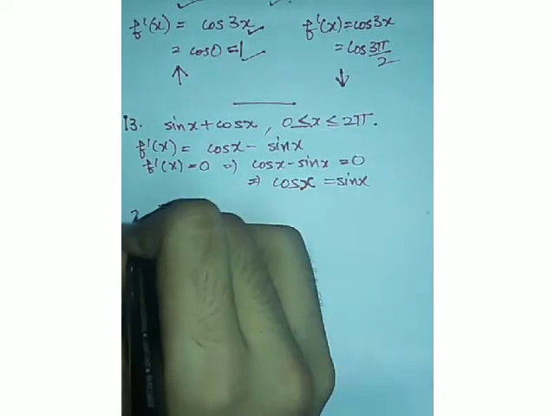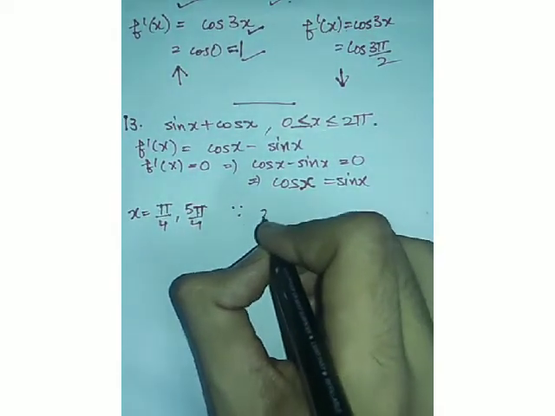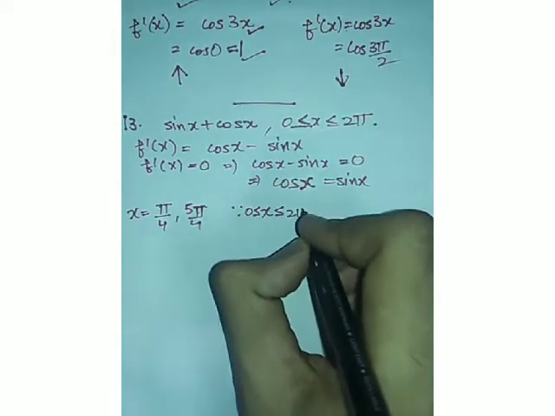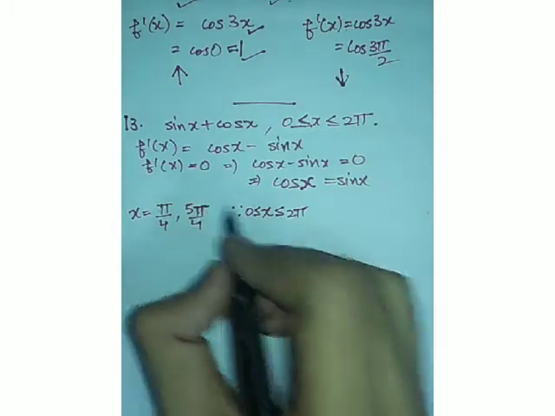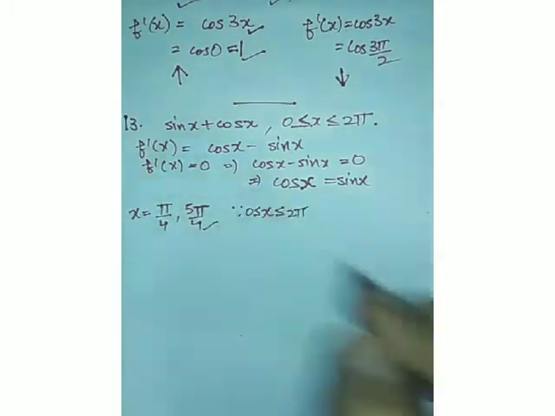Now we cannot consider any angle more than 5 pi by 4 because x is given to be between 0 and 2 pi, and if we consider any angle more than that, it will exceed 2 pi, which will be wrong. So these are the two values.